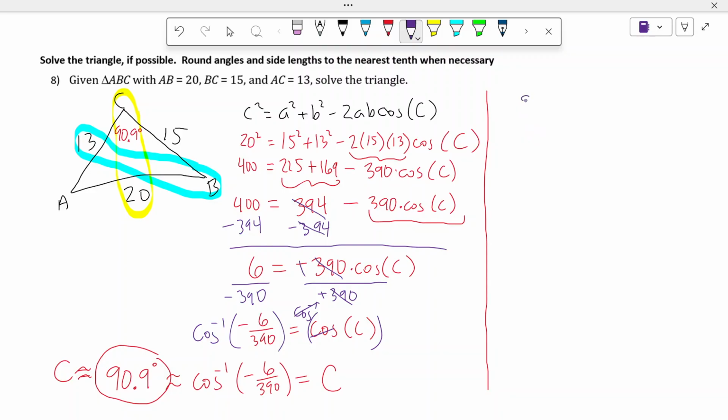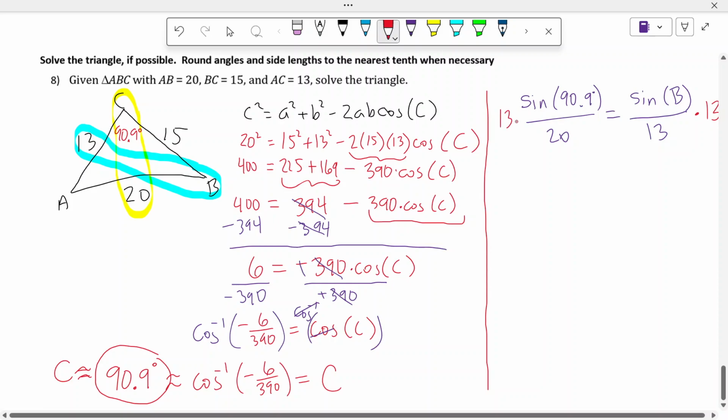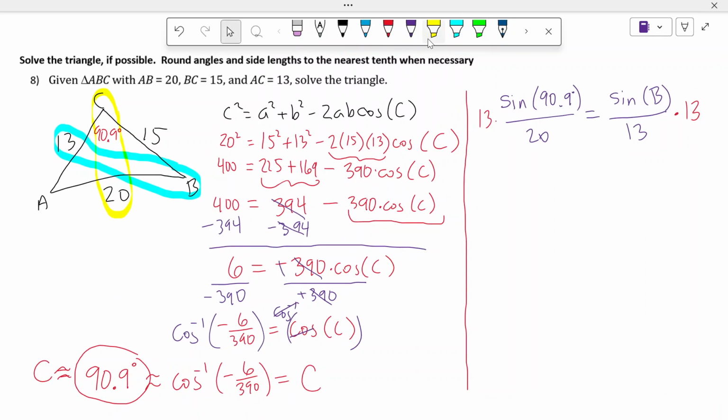So we already know the yellow pair. We know that the sine of angle C, 90.9 degrees, over side C, which is 20, has to equal, and we're going to finish the blue pair for angle B, the sine of mystery angle B divided by 13. It's really quick to solve this one. We're just going to multiply both sides by 13. We've almost got angle B by itself.